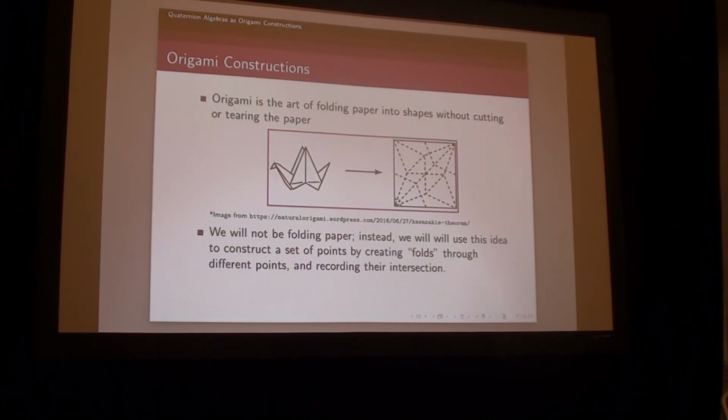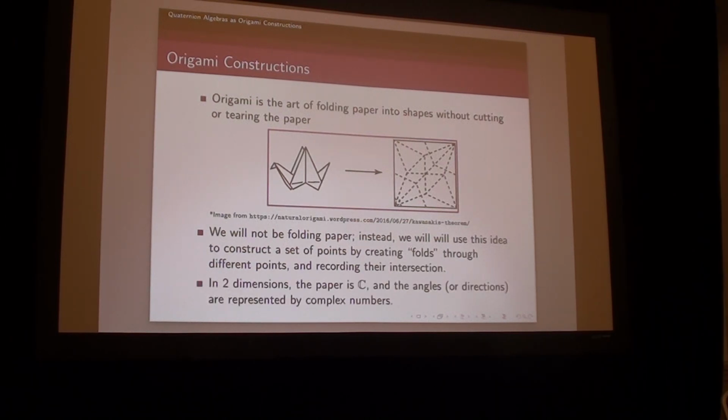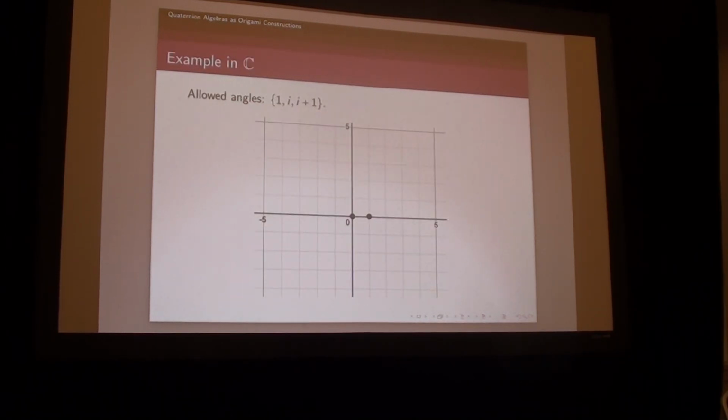So what we do is we take two different points and two different lines, and they have an intersection. Let's start out with a quick example in the complex plane. Like I said, our angles are going to be represented by points. The point represents the angle in the direction of that point from the point. So here's an example to start. Pretend this is the complex plane, and our points that we start with are 0 and 1. And we have a set of allowed angles. In this example, the allowed angles would be 1, i, and i plus 1. So 1 is the horizontal one, i is the vertical one, and then i plus 1 is diagonal.